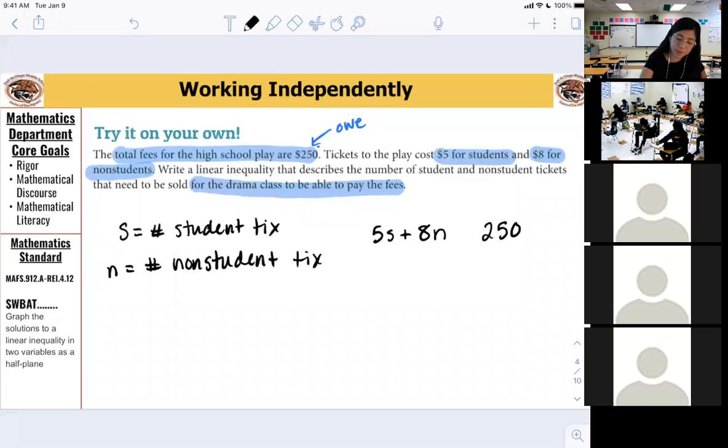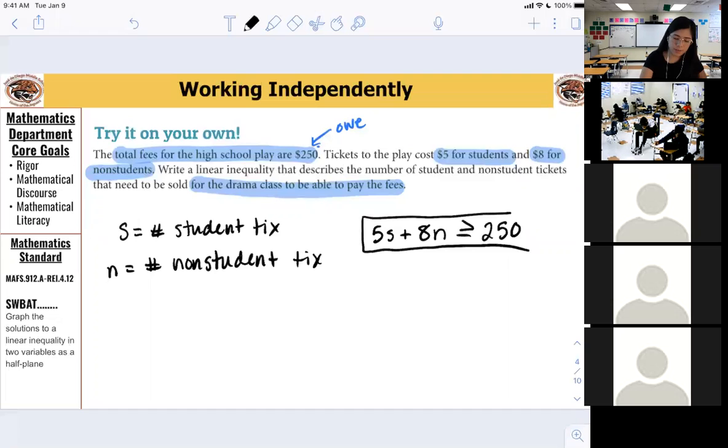Greater than or equal to, because we remember what we just said. We want to earn more than 250 so that we can pay it back. Does that make a little sense? Because if they didn't sell enough tickets, they would not be able to pay what they owe. They owe $250, so they have to earn at least $250 and then more so that they can make a profit.